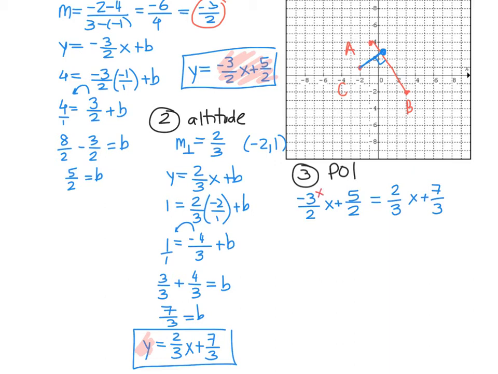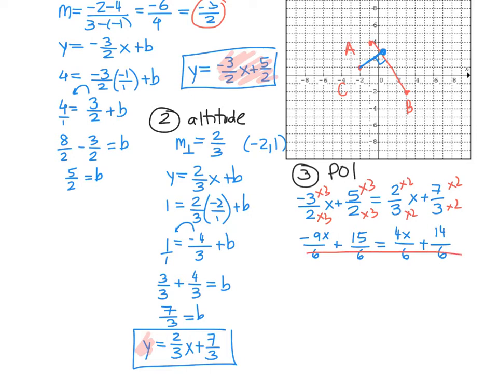So I'm going to multiply my first two fractions by 3 and my second two fractions by 2 to get that denominator to be a 6. So then we have negative 9 over 6x that I'm going to put up in the numerator plus 15 over 6 equals 4x over 6 plus 14 over 6. Now I'm technically going to multiply every single thing by 6 to cancel out the denominator.